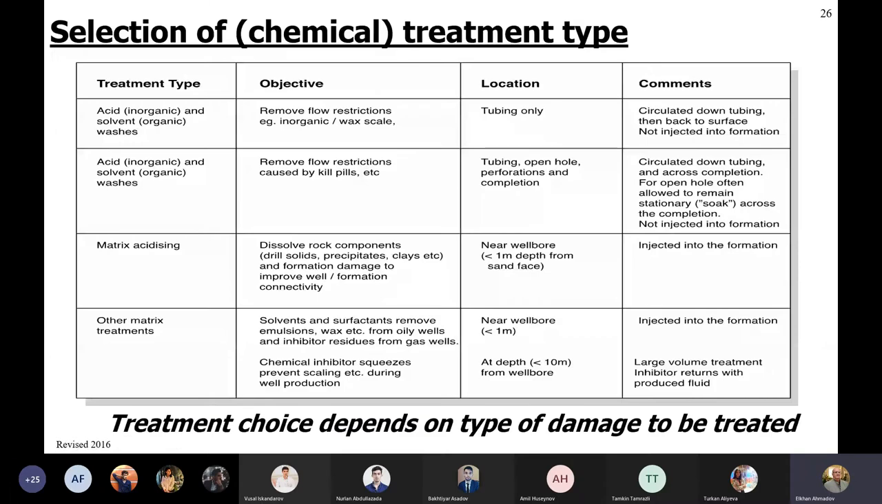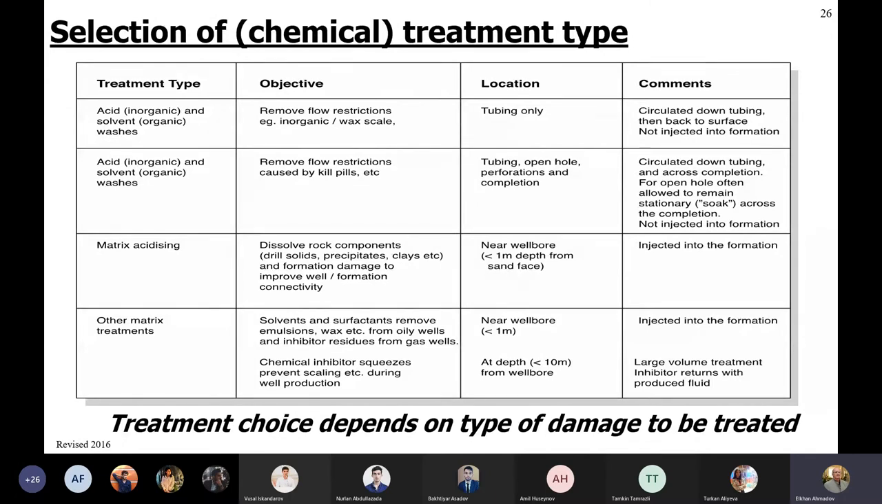Selection of chemical treatment type: which type of the treatment we apply, and at which locations. There are some we do only in tubing and through the wellbore, which is acid soak or acid wash, to clean the tubing, to clean the perforations and the sand face from some solids, like kill pills or some diverters.